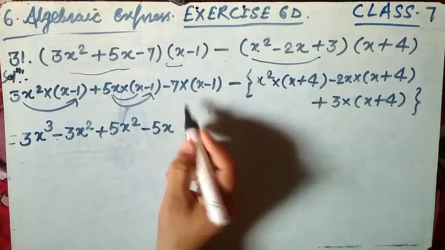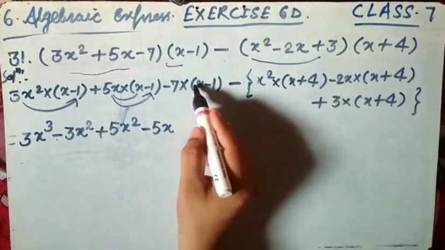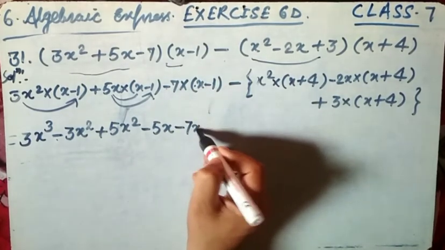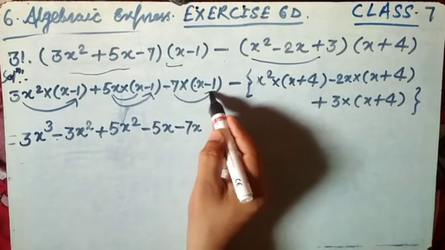Now see, here is the minus, here the plus is hidden, minus into plus is minus 7, this is x. Now this minus is multiplied with this minus 1.